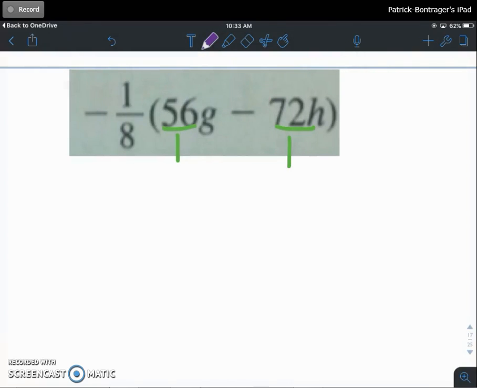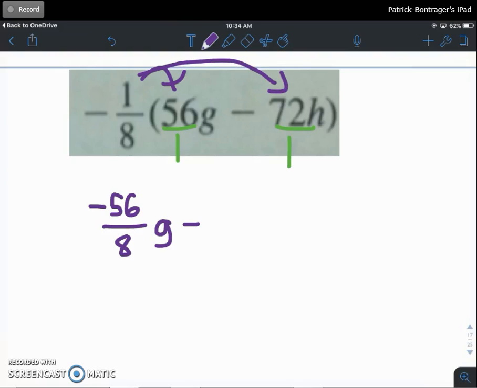So we're going to do negative 1/8 times 56 over 1. When we multiply fractions, we multiply the numerator times the numerator, and the denominator times the denominator. So negative 1 times 56 is negative 56, and 8 times 1 is 8, so I get negative 56 eighths G minus, negative times a negative is going to be a positive. 1 times 72 is 72, so I get 72 over 8 times 1, which is 8, H.